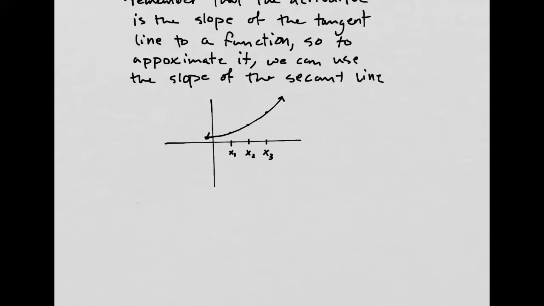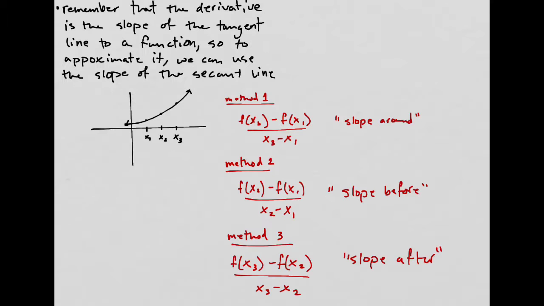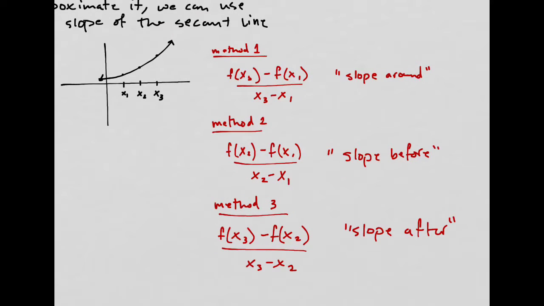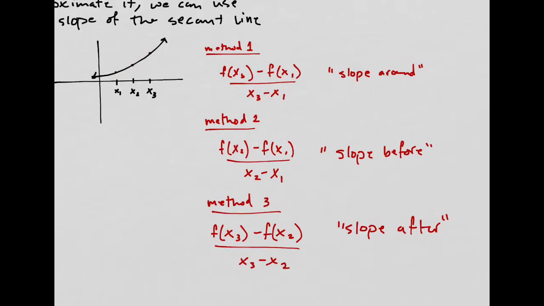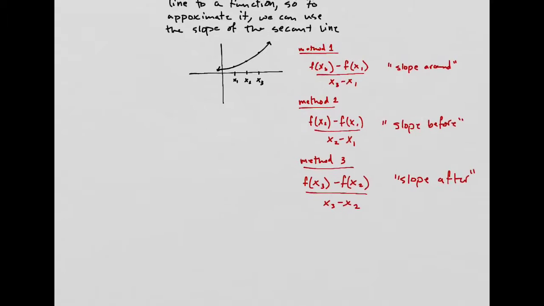Those are the three ways to approximate the derivative, and it's just using the slope of the secant line formula. The first method is to find the slope between x3 and x1, around the point. Method 2 is to find the slope of the secant line before the point, and method 3 is the slope afterwards. You can do each of those.